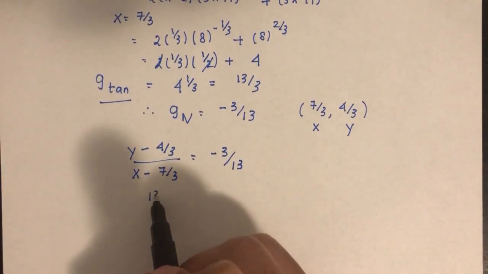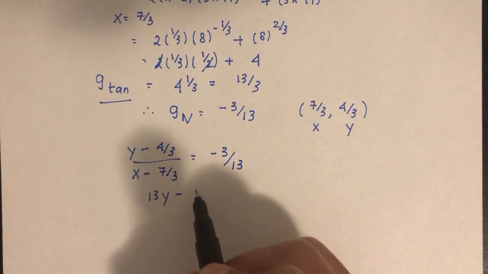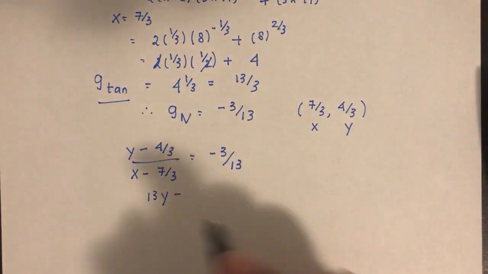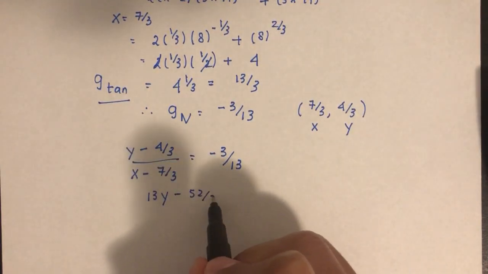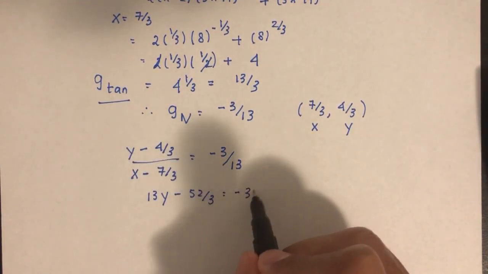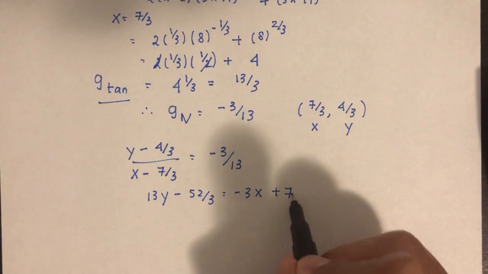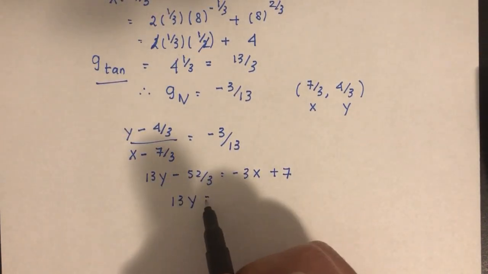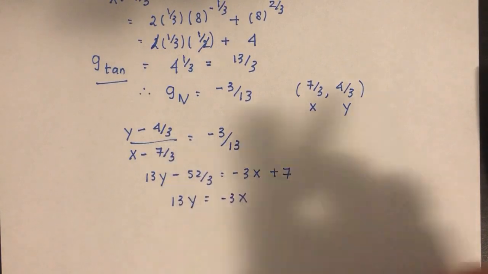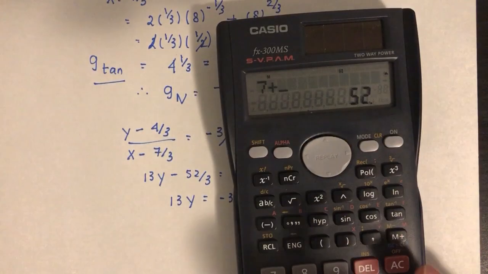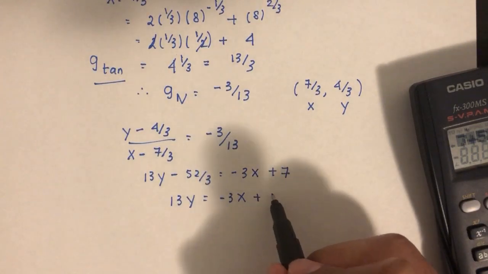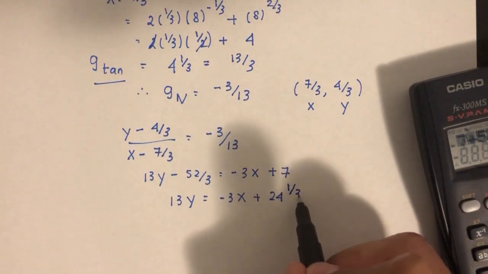So now we have 13y minus, what is 13 times 4? That will be 52 over 3, equal to minus 3x plus 7. Now 13y equals minus 3x. So 7 plus 52 over 3, that should give me 73 over 3.